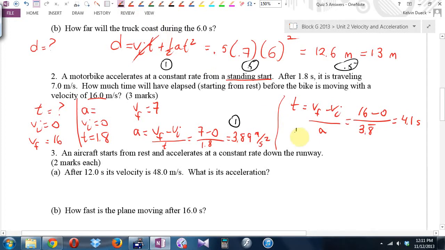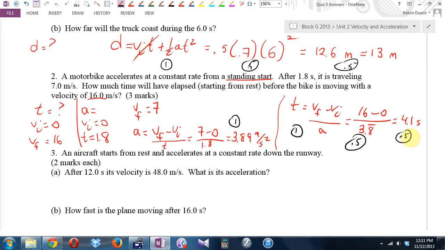And I would give you 1 mark if I saw that, a half mark for the numbers, and a half mark for the answer. Now, if you were unable to get the acceleration, or you got that wrong, if you went 16 minus 0 divided by whatever you thought the acceleration was, I'll give you 2 out of 2 on this section. You'll get 2 out of 3. And that's something I want you to start to learn.